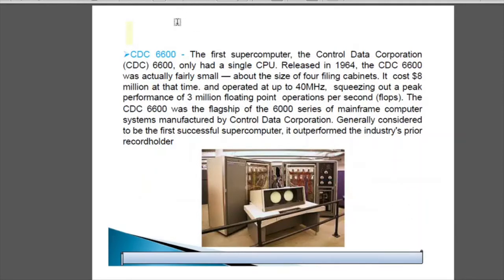Next we have CDC 6600. This was the first supercomputer. Now we have come into the generation of supercomputers. The next few types of computers you are going to study will be supercomputers. The first supercomputer, the Control Data Corporation CDC 6600, only had a single CPU. It was released in 1964, and it was fairly small, about the size of 4 filing cabinets.